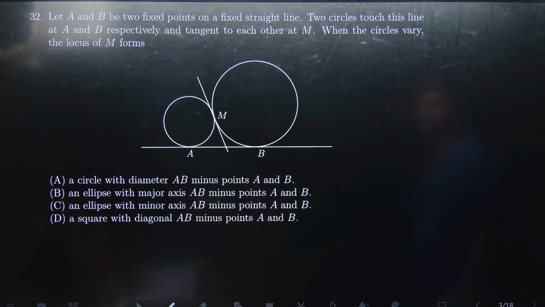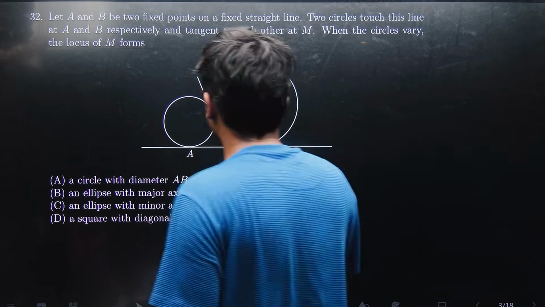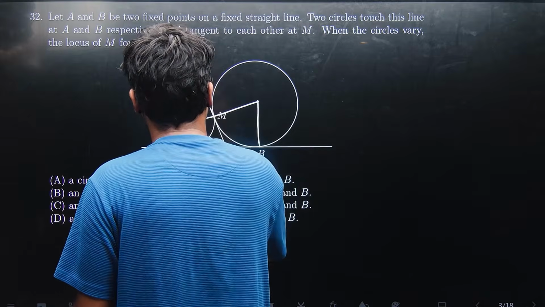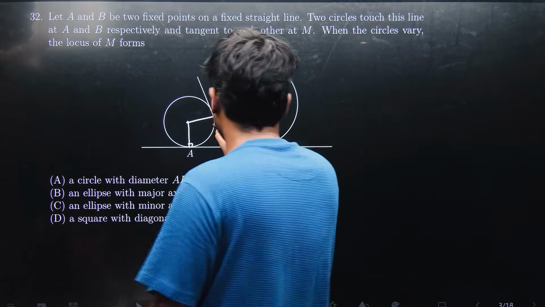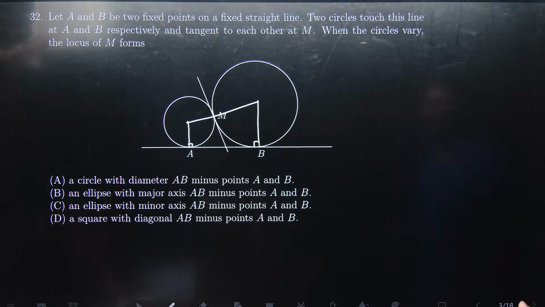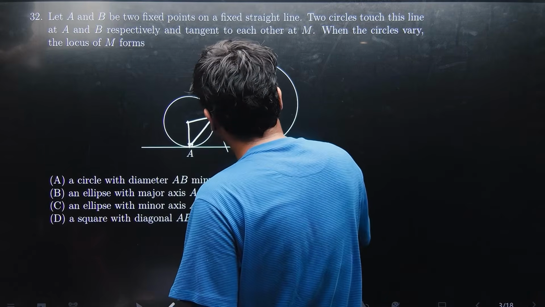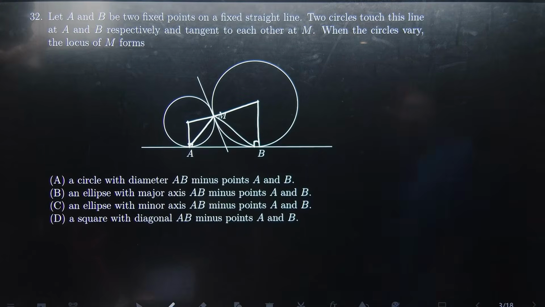A and B are two fixed points on a straight line. Two circles are drawn on this line at A and B respectively and tangent to each other at the point M. When the circles vary, the locus of M forms what? Okay. So for this, observe that if these two are the centers, if I draw these lines, this is tangent, so this should be 180, and it's tangent at this point as well, okay? If I try to find this angle AMB, let's see what happens.